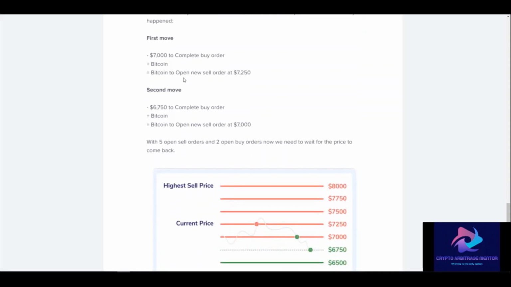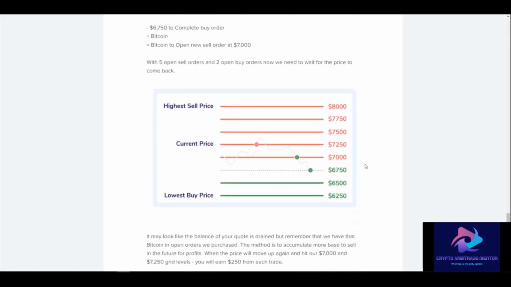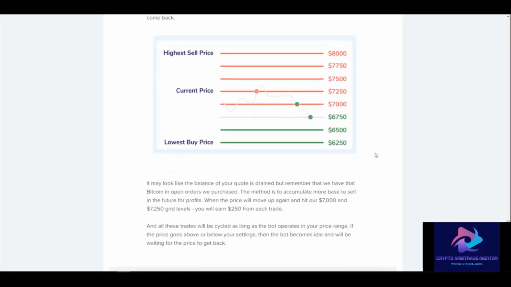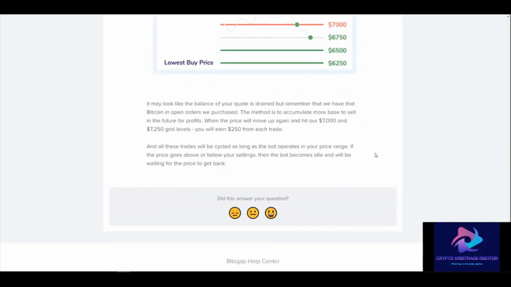This is the second order, and the best example is the scheme here. The price goes down, remember, goes up to this level, now goes again to 7,000, a buy order was completed, and now if the price goes down again, in the new grid, in the new line, we have a new buy order. If the price hits 7,750, this order will be completed again. So we are buying low Bitcoin against US dollars.